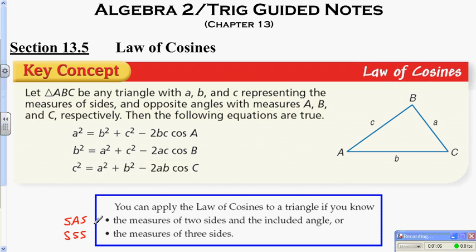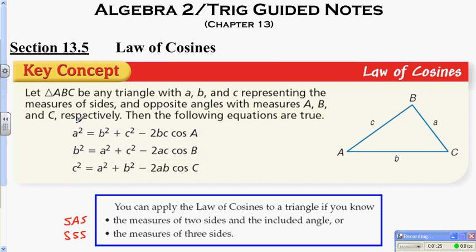Now, the law of sines can help you with a lot of things. Law of cosines can fill in the gap where law of sines comes up short. But in the process of getting everything out of a triangle, it's the combination of the two that will allow you to find everything you need.